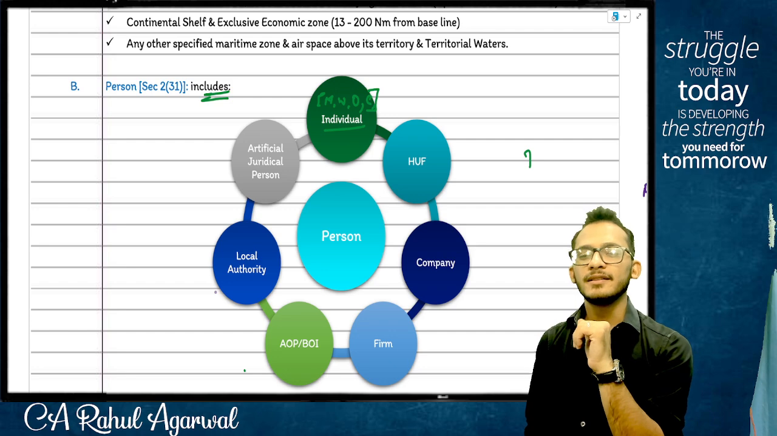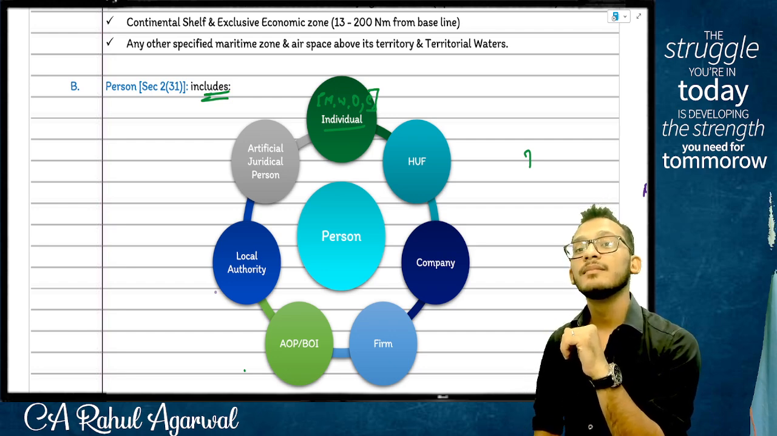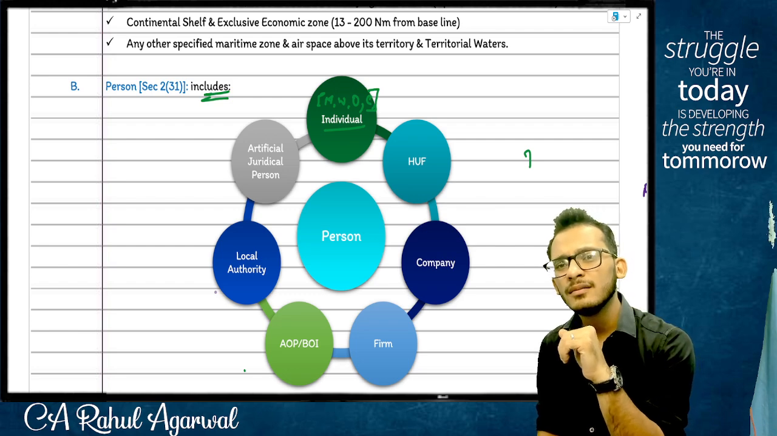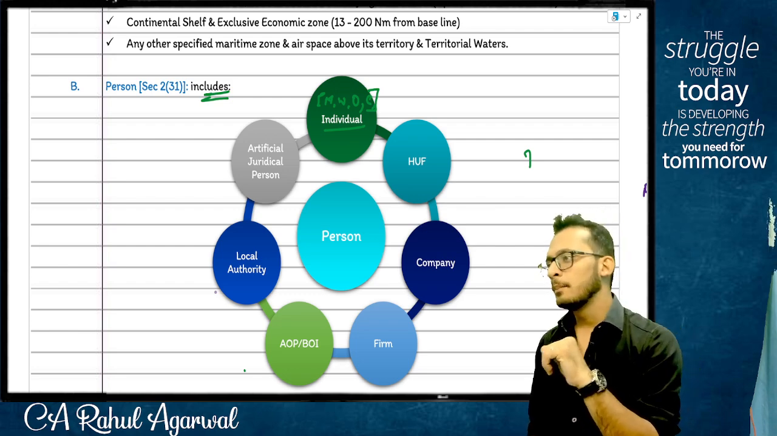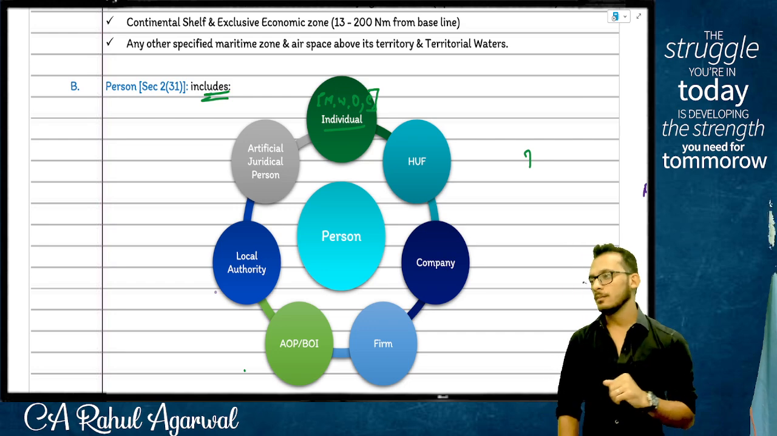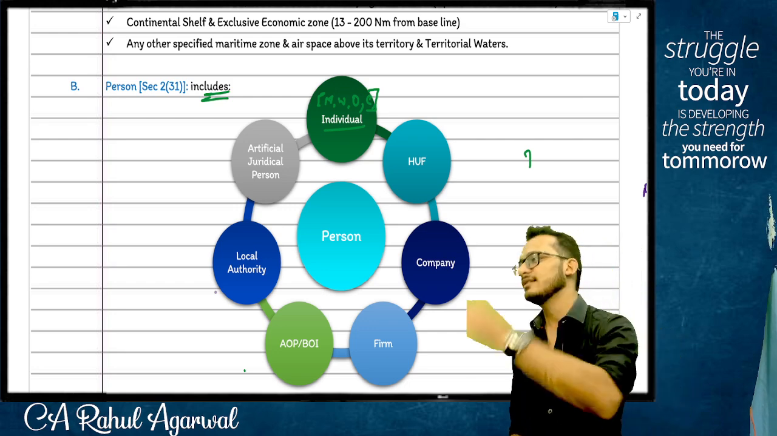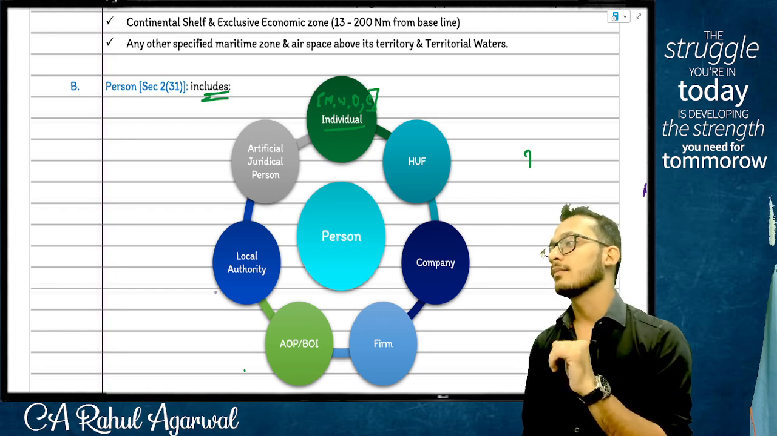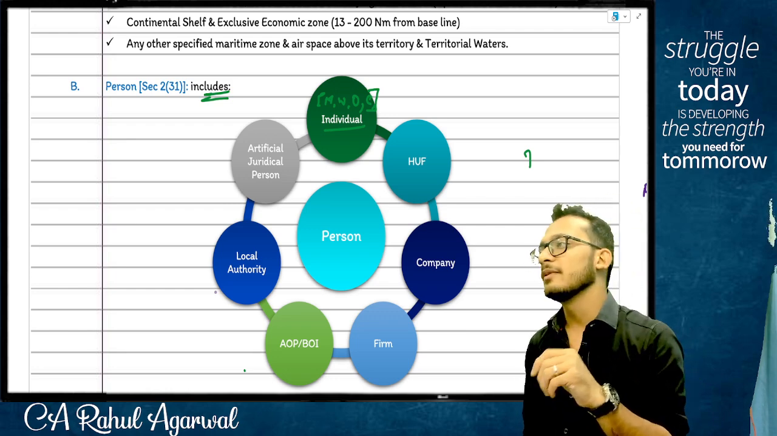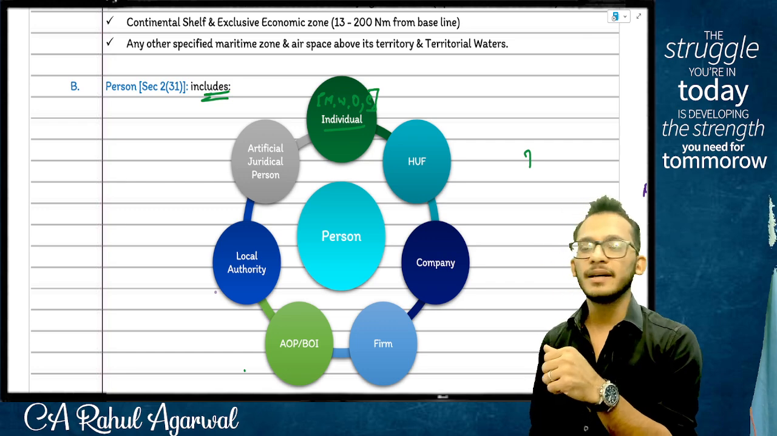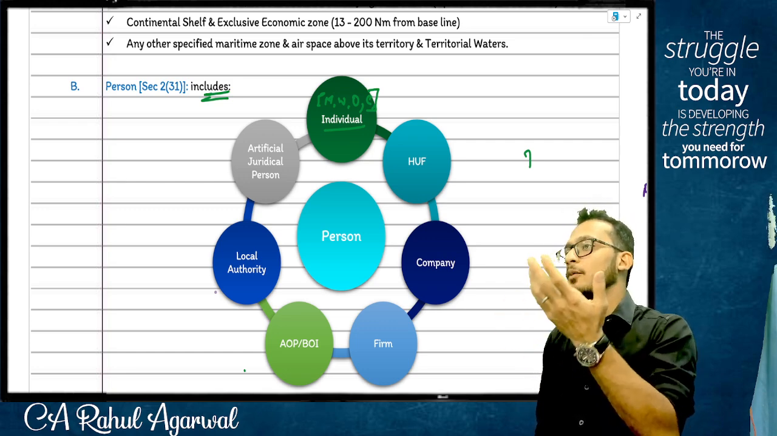An LLP is a body corporate. It's not an AJP. What is an AJP? A person which is created by force of law. The most classic example would be liquidators. People, when a company gets liquidated, NCLT will appoint a liquidator.